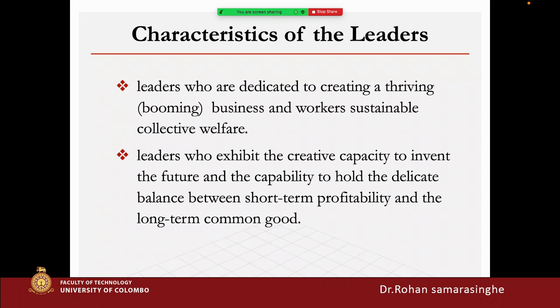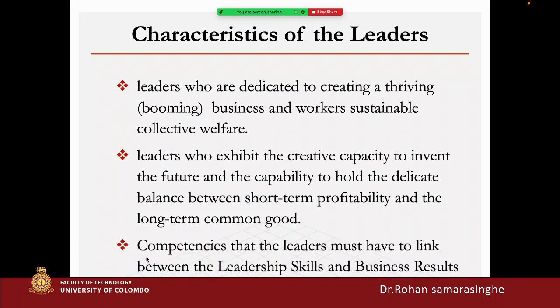And next, when you consider the competencies that leaders must have to link between leadership skills and business results, normally we call them the core competencies, and one is the core market share.